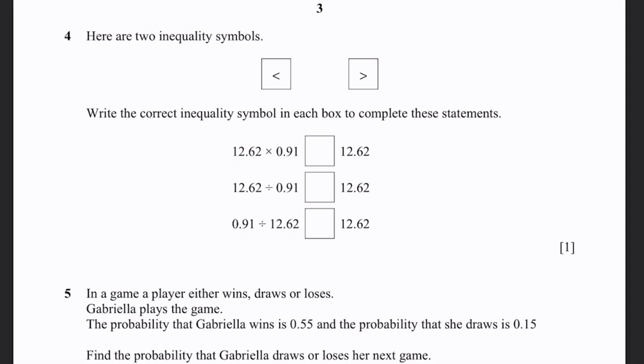Question 4. Here are two inequality symbols. Write the correct symbol in each box to complete the statements. 12.62 × 0.91 __ 12.62. We're multiplying by a decimal less than 1, so the final answer will be less than the original number. 12.62 ÷ 0.91 __ 12.62. If we divide by a decimal smaller than 1, that means it'll be greater than the original number. 0.91 ÷ 12.62 is __ 12.62. Obviously, it's just less than.